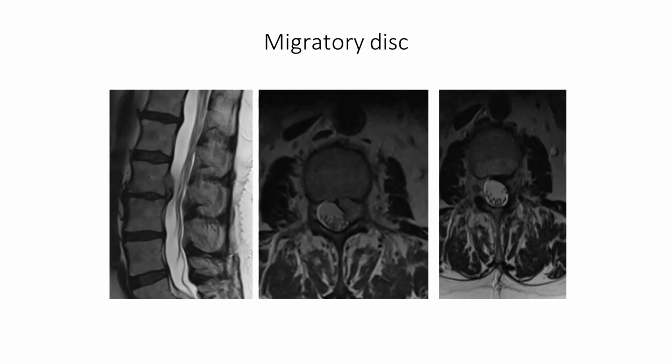Here's another migratory disc coming up behind the vertebral body. They're often superiorly migratory, and it's funny, you think gravity would make them go down, but we often see superiorly migratory discs. The migratory discs that go up, you're always looking at the nerve root above the level. So you're looking at the L3 nerve root will be compressed in that case.